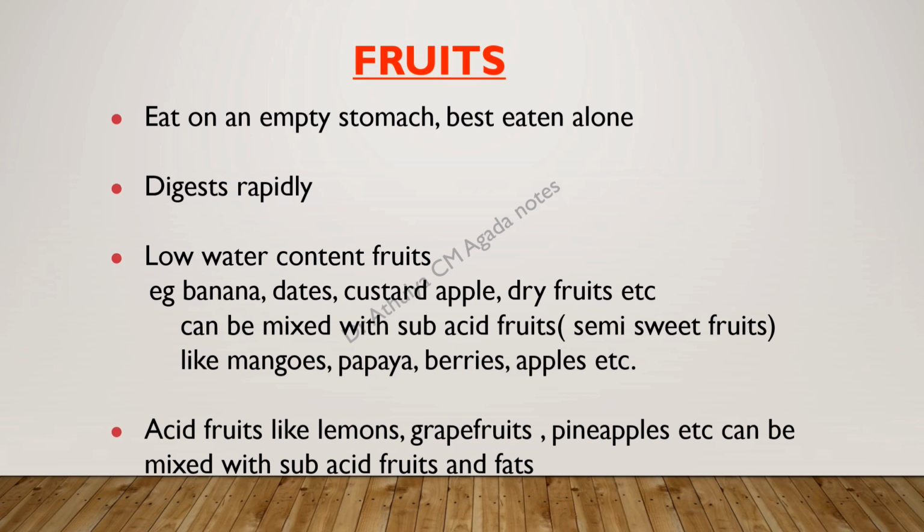Nowadays, many fruits are combined together, but there are rules regarding the combining of fruits also. For example, the low water content fruits, like banana, dates, custard apple, dry fruits, etc., can be mixed with the sub-acid fruits, that is semi-sweet fruits like mangoes, papaya, berries, apples, etc. And the acid fruits like lemons, grapefruit, pineapples, etc., can be mixed with the sub-acid fruits and the fats. These are regarding the fruits.